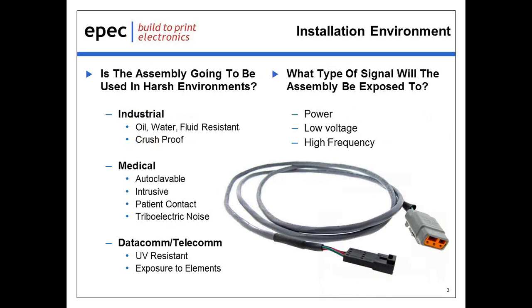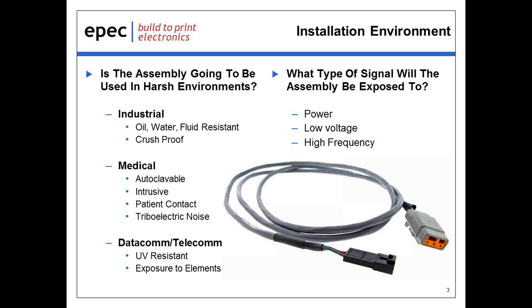Another consideration of the environment is what the assembly will be exposed to once it is installed and what type of signal the assembly will transmit. For instance, in an industrial installation, the assembly could be expected to withstand exposure to oils, water, or any other fluids such as cleaning fluids. The assembly could also be run over occasionally with a fork truck or walked on repeatedly by workers, something we need to keep in consideration when we develop the assembly.